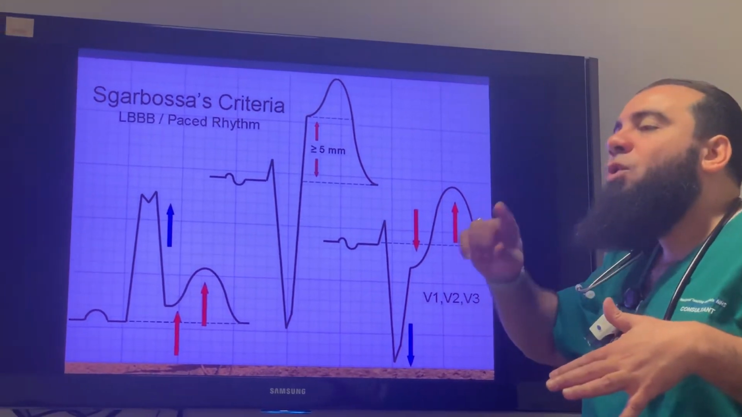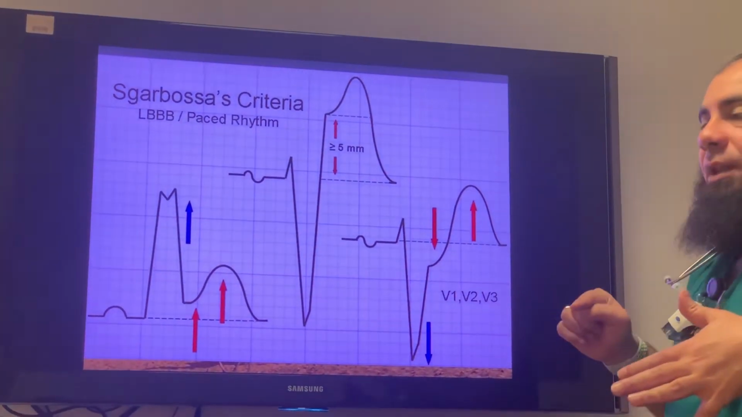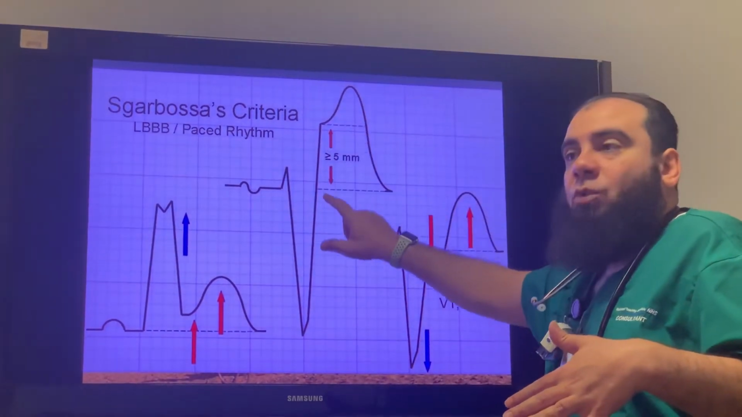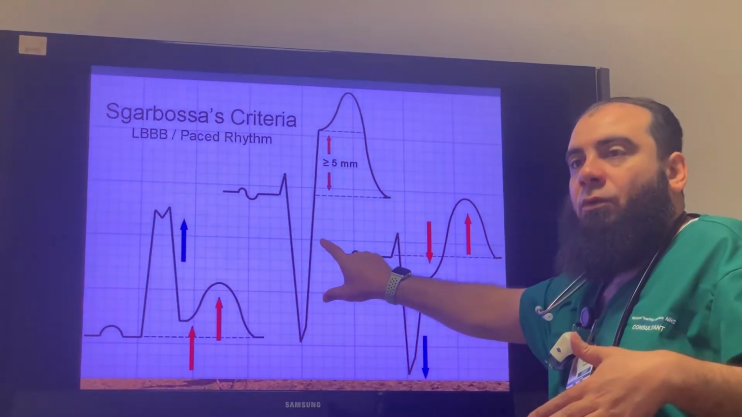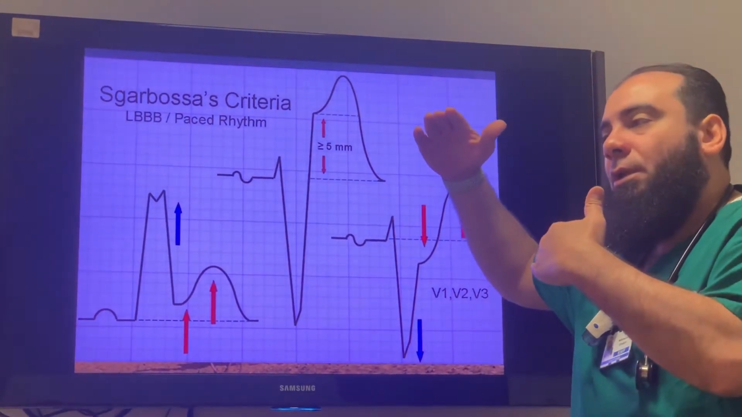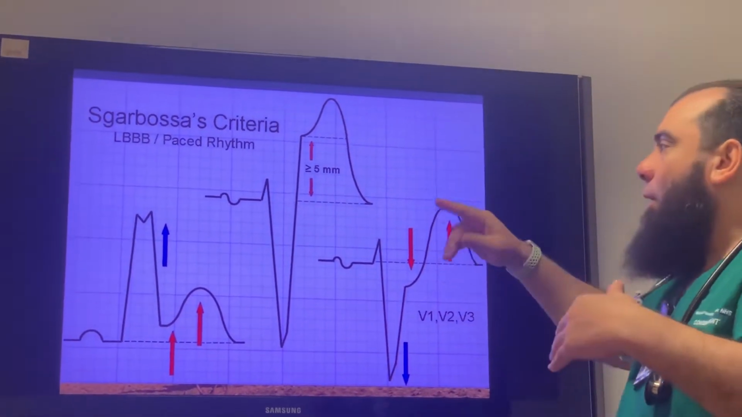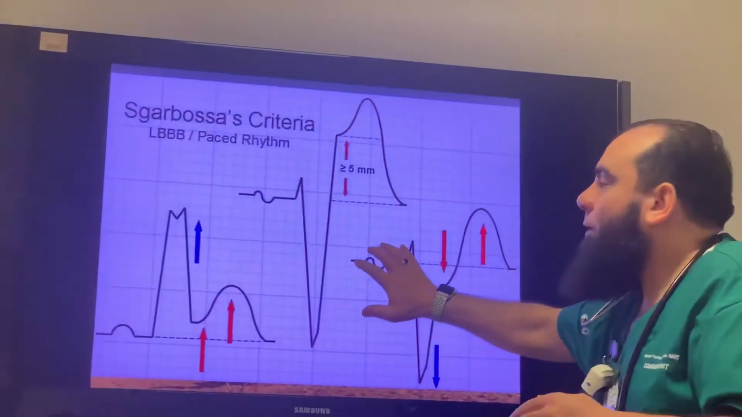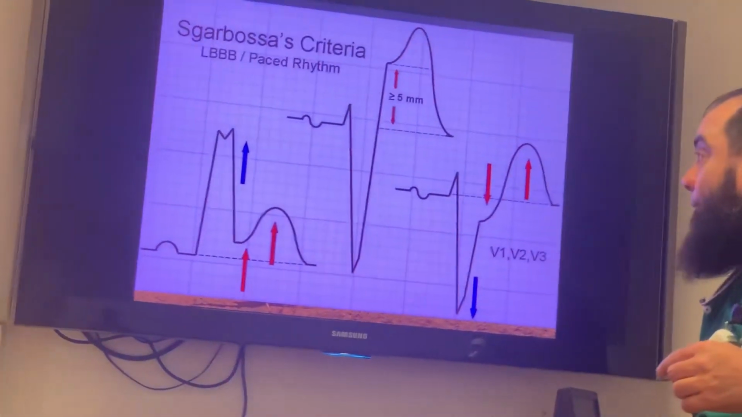So they try to modify the Sgarbossa criteria to cover this defect. So they make it as a percentage of the complex to accommodate the variation in voltages. You got it? I'm going to discuss it after 2 slides. It's just quick because that was there and I need to utilize it.